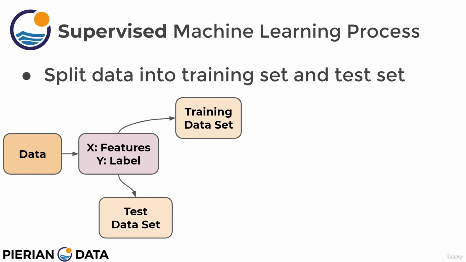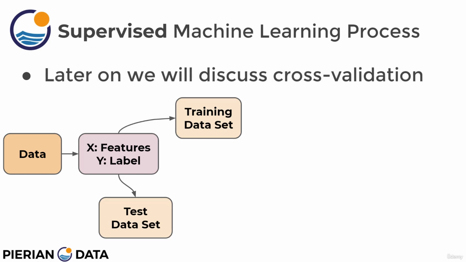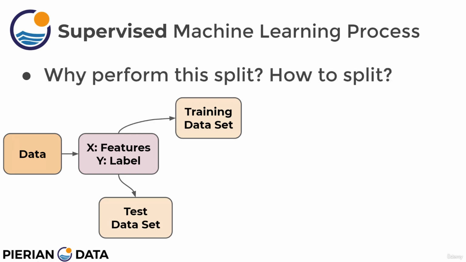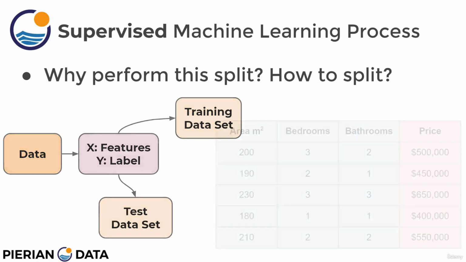Now the next step that is absolutely critical to the supervised machine learning process is this train test split. Once we've identified features and label, we split the data into a training set and a test set. Keep in mind, later on in the course, we're going to discuss more advanced methods of this, generally called cross-validation, and we'll also talk about holdout sets. But for right now, let's take the simplest approach, which is splitting into two sets, a training set and a test set. So the obvious question then is, why are we performing this split? And how do I decide how to split up this data?